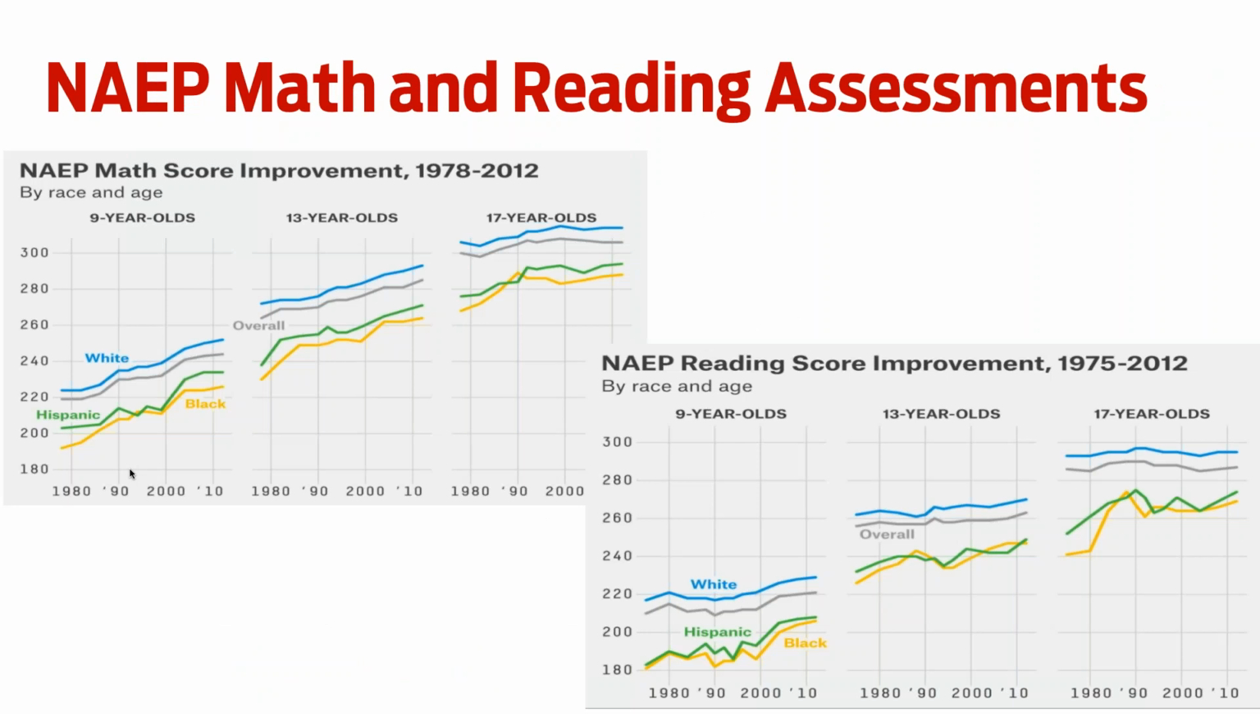Basically, what you see is math performance, reading performance in 9-year-olds, 13-year-olds, 17-year-olds across all the major demographic groups that have been measured across that time have been increasing. You see maybe a little bit of a leveling off of reading performance among 17-year-olds in the most recent years, but it's not the case that students are getting worse.